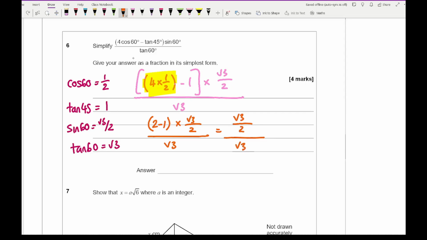Now if you're not sure about how to then work with this, well, if I rewrite this as root 3 over 2 divided by root 3, I turn that root 3 into a fraction, and then I just use the rules of when you're dividing fractions by flipping the second fraction and turning it into a multiply. So then I get root 3 times 1, which is root 3, and 2 times root 3, which is 2 root 3. The root 3's then cancel, in which I'm left with a 1 at the top, so that leaves me with an answer of a half.